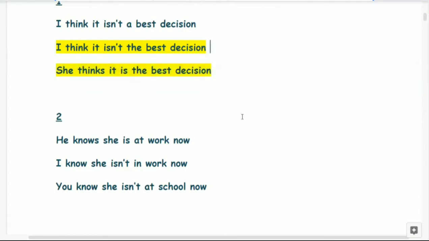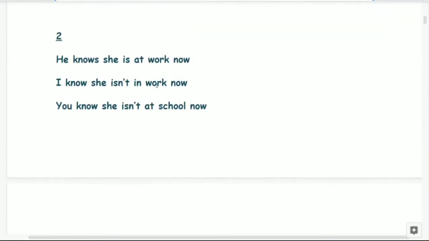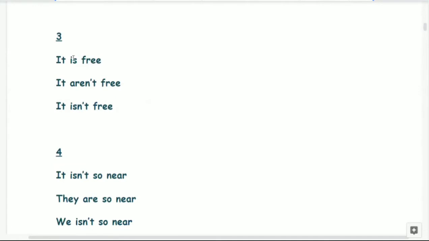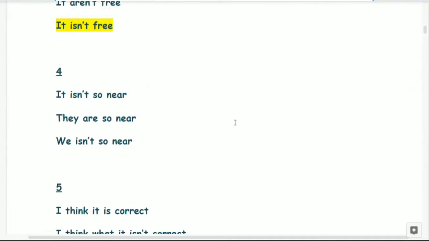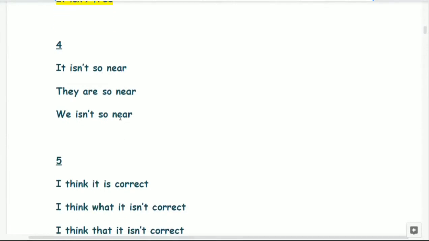Let's go on. This one is yours, the second is yours, and the third is mine. It is free, it aren't free, it isn't free. The first one is correct: it is free, it's free, we know that. But the second one is incorrect. We use is with it, not are. And it isn't free is absolutely correct. So this one is yours.